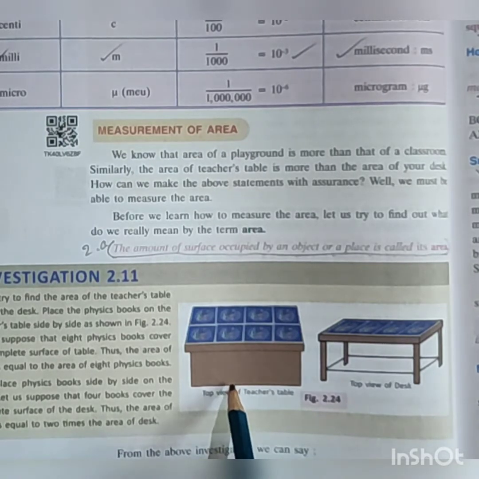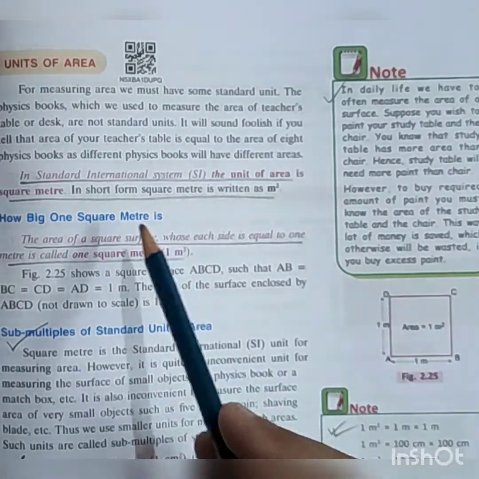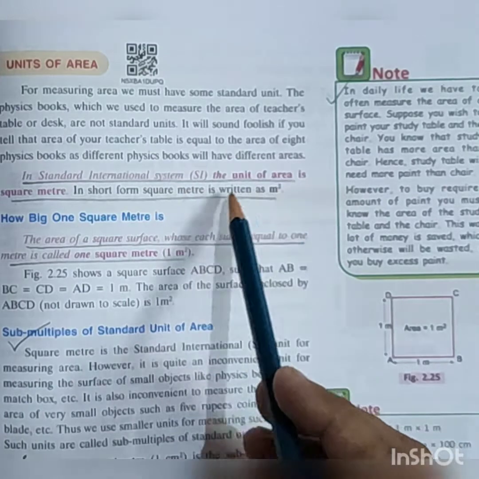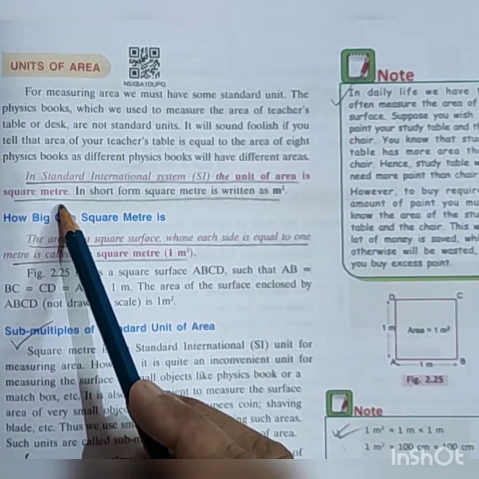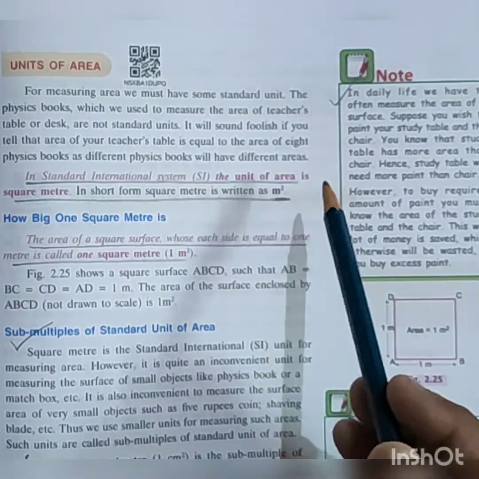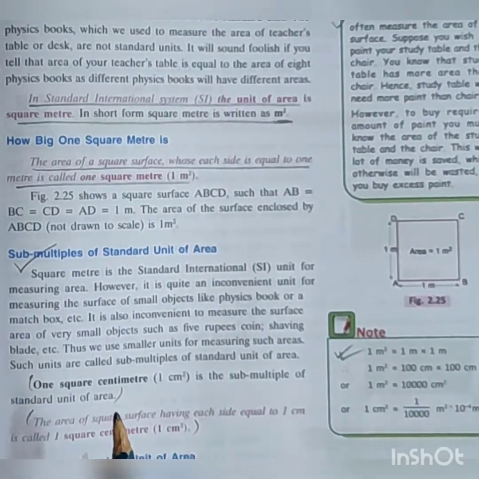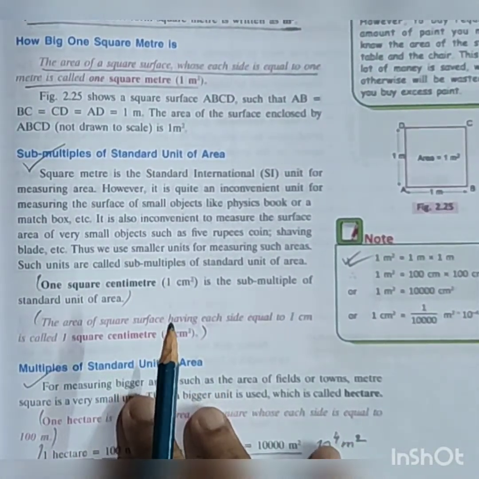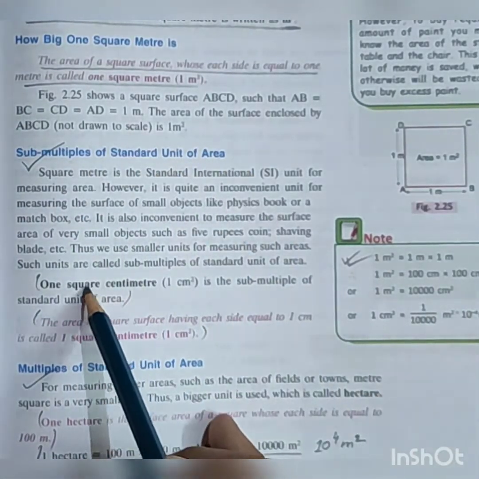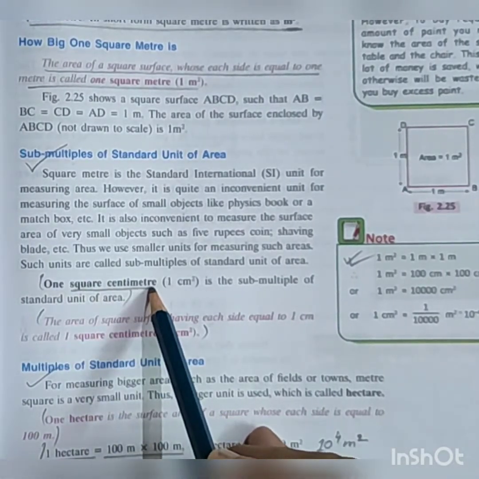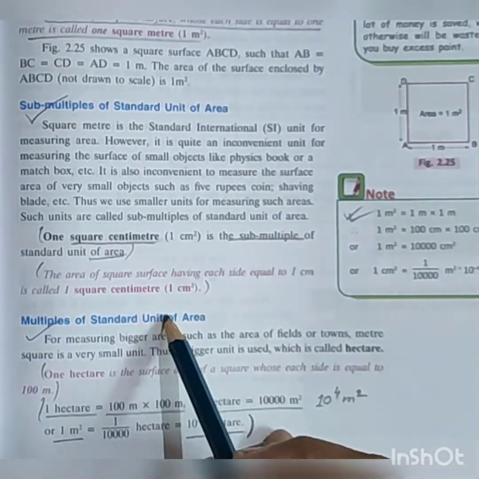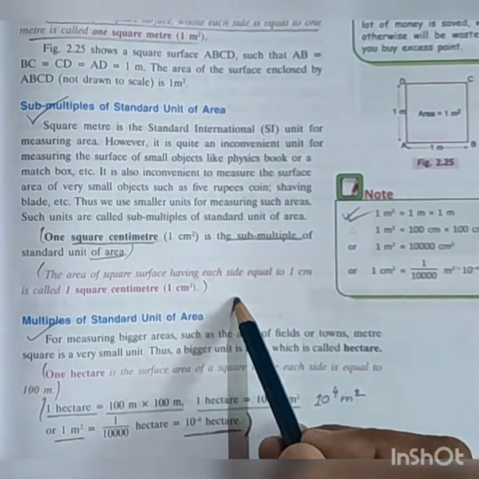Second thing is, what is the unit of area? The unit should be in the SI system, the standard international system. The unit of area is square meter, or in short, if we write the symbol, it will be meter square. Area also has multiple and submultiple units. The submultiple of the standard unit of area is square centimeter, or in symbol, 1 centimeter square.